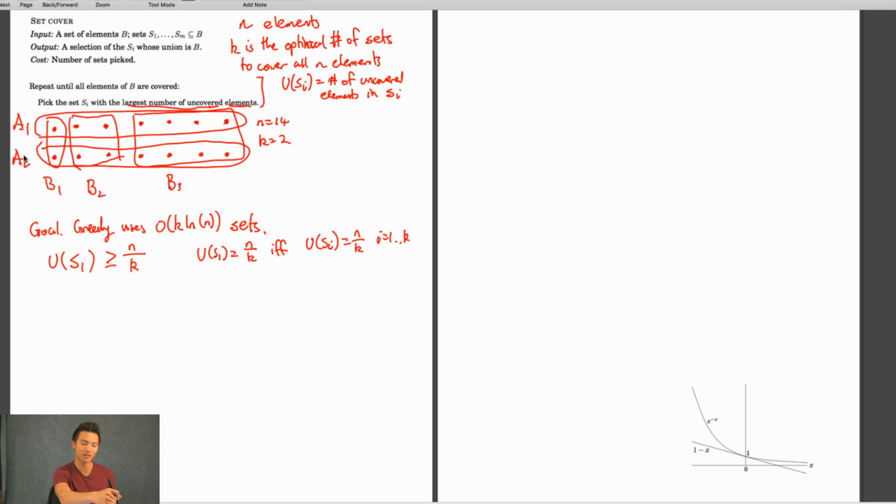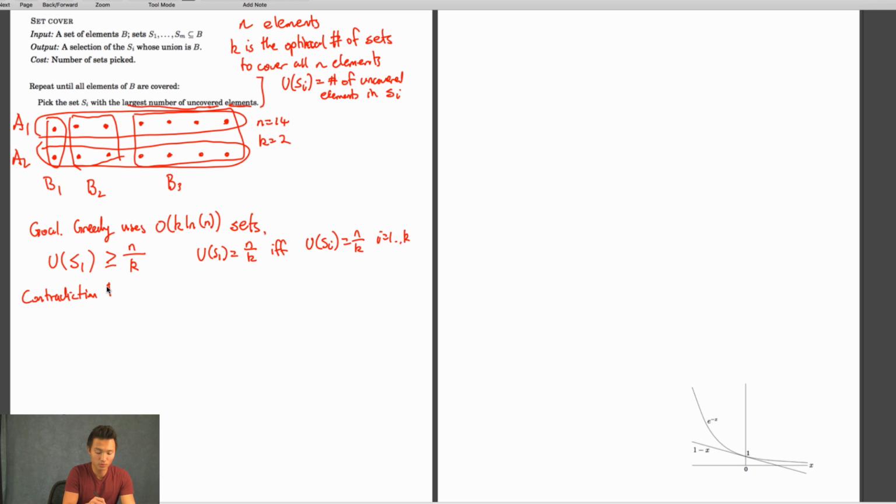I take A1, next iteration I have A2, and that only has 7 elements uncovered as well. Okay, so this inequality is going to be equal if and only if all my optimal sets have n over k number of uncovered elements at every iteration. Or sorry, not every iteration. Just saying that all my sets will have n over k uncovered elements that we cover. Right. Now, what if we have a contradiction?